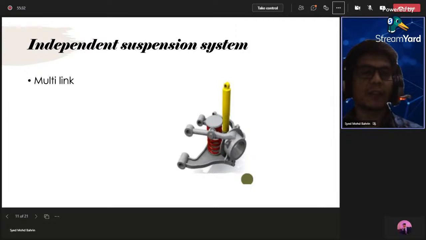So here we see we have three links. We have one link, the lower arm, the upper arm, and we have one vertical here. You see the design, it gives more flexibility as compared to double wishbone suspension system. Hence, it gives a better performance in terms of handling and also the comfort.